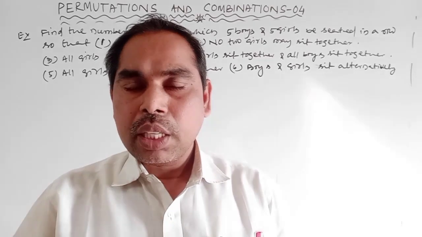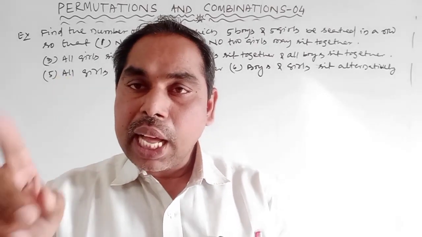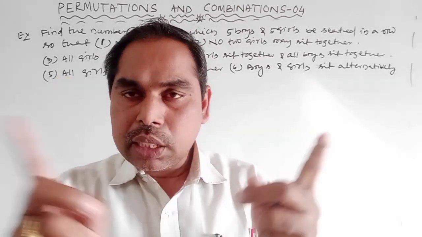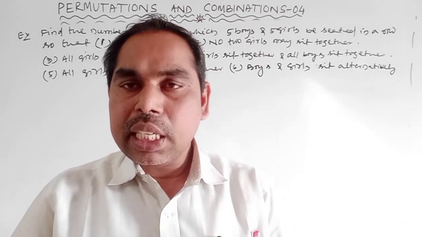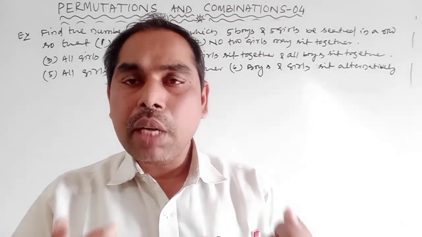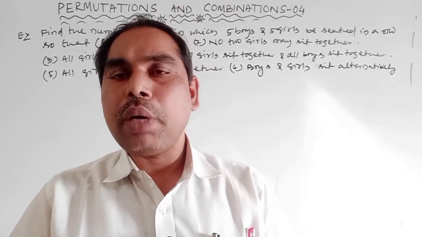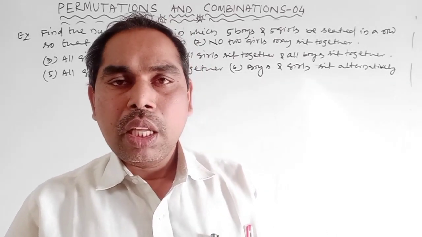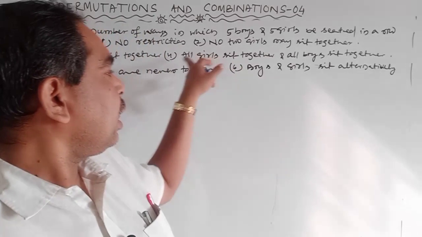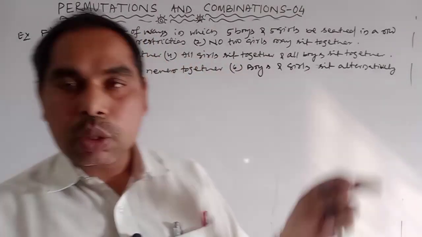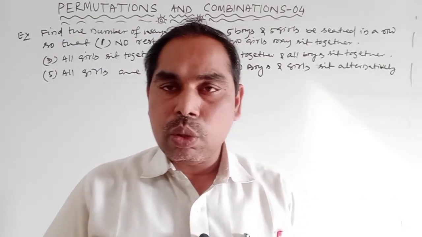But now the 5 girls are arranged among themselves, interchanging within the group in 5 factorial ways. Therefore the total number of such arrangements, meaning all the girls sit together, is equal to what?